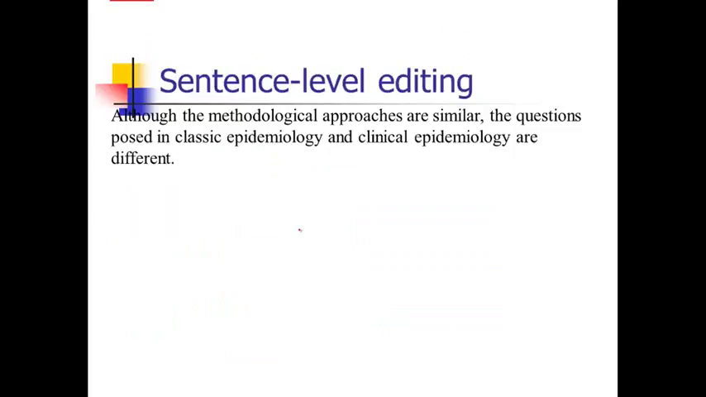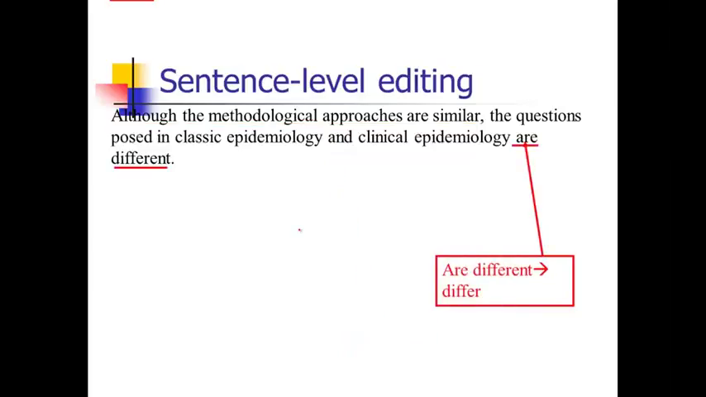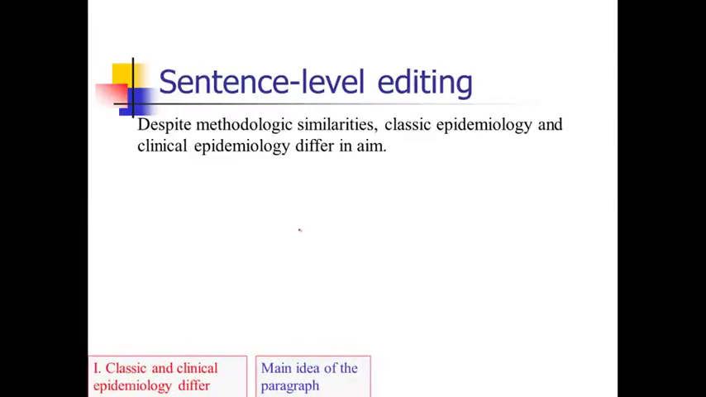So we'll start with the very first sentence. Although the methodologic approaches are similar, the questions posed in classic epidemiology and clinical epidemiology are different. We can streamline this sentence a bit, because it's a little wordy. Although the methodological approaches are similar, the questions posed are different. And then, "are different" you can streamline by making that "differ," which is a better verb than the to-be verb "are." So I streamlined that one too. Despite methodologic similarities, classic epidemiology and clinical epidemiology differ in aim. So that gets to the main idea of that paragraph.